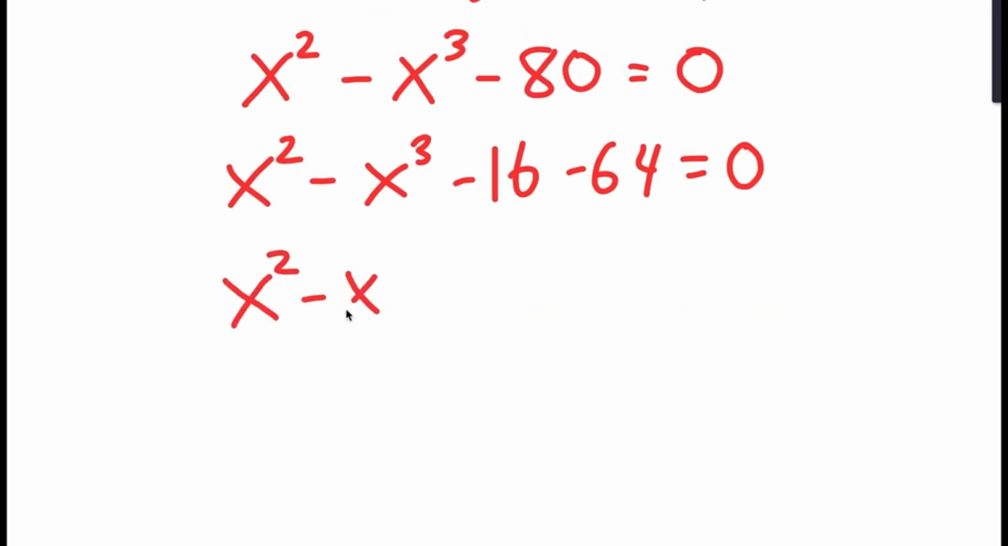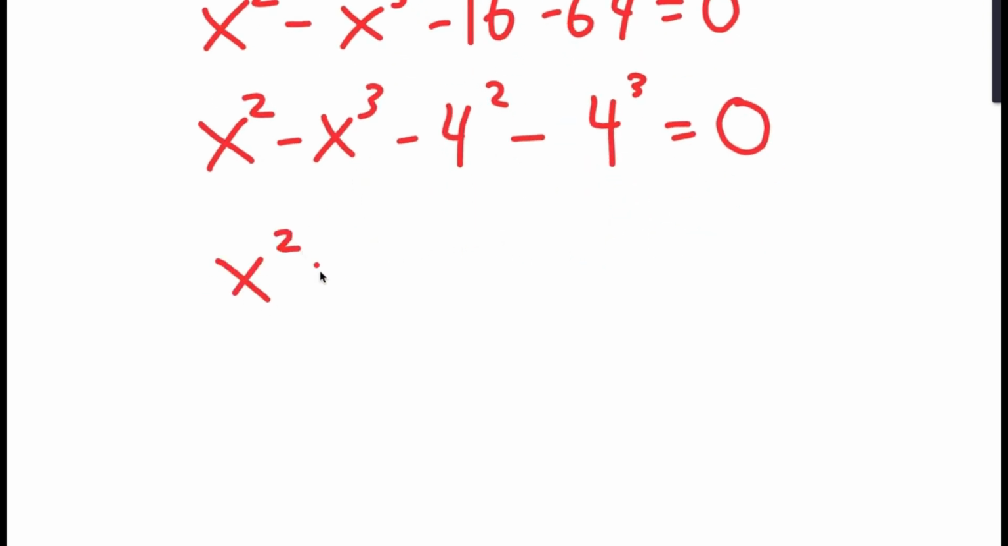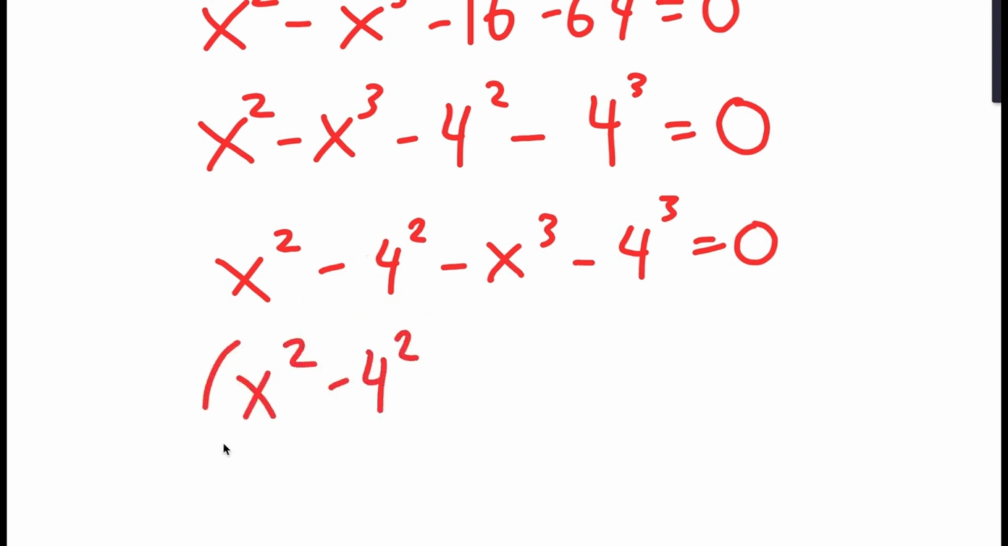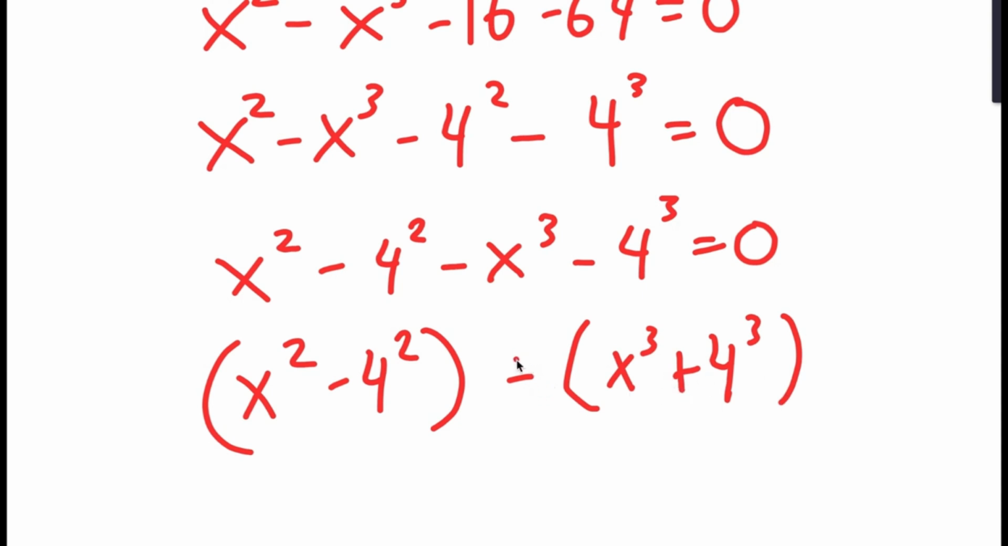Now, I'm going to first rewrite -16 as -4 squared, and -64 as -4 to the power of 3. And I'm going to group x squared with -4 squared, and x to the power of 3 with -4 to the power of 3. So now there's two properties that I'm going to use. And before that, I'm going to write this as x squared minus 4 squared, and I'm going to group this minus x to the power of 3 plus 4 to the power of 3. We put this plus because this negative sign distributes.